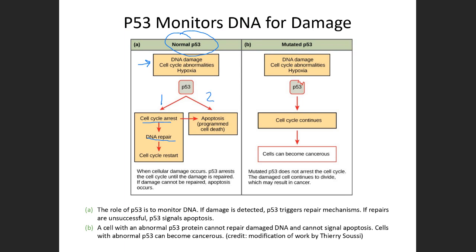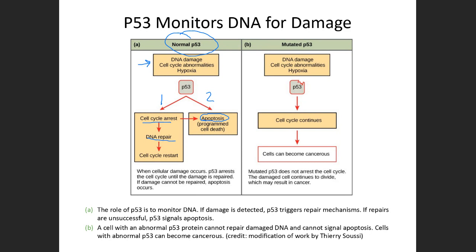Option 2: you are way too damaged, go kill yourself. That's what apoptosis is. That is programmed cell death. It says this cell has got to die. We cannot have this cell continuing, and its abnormalities are too extreme. It can't be repaired. It's better just to get rid of this cell. So those are what normal P53 will do.